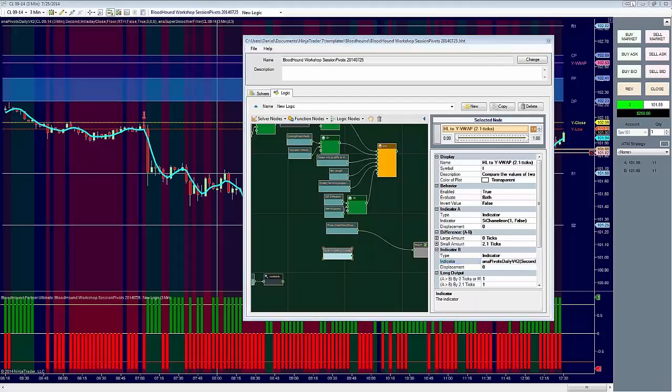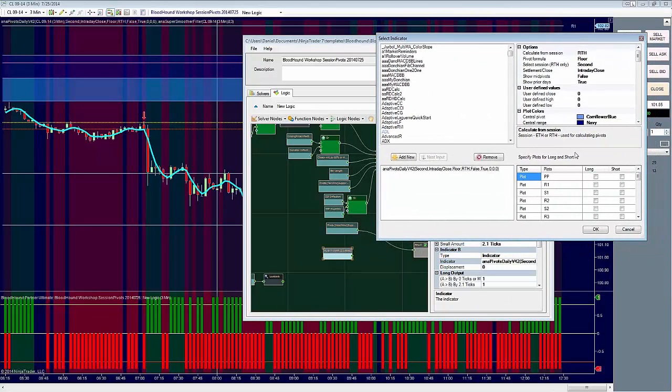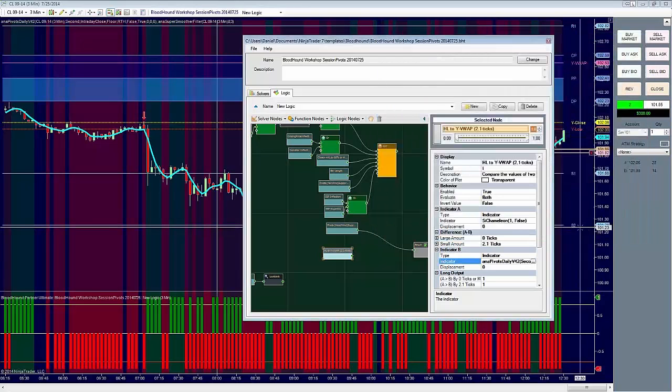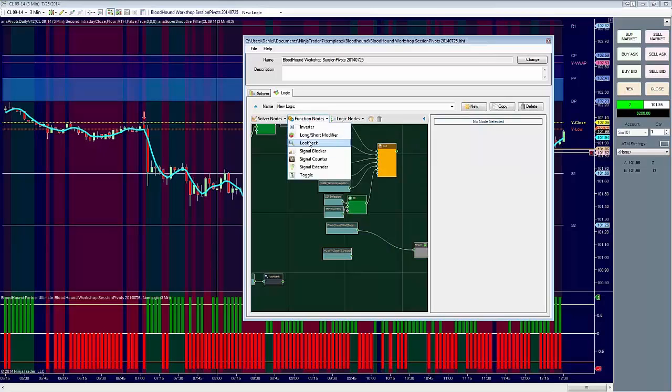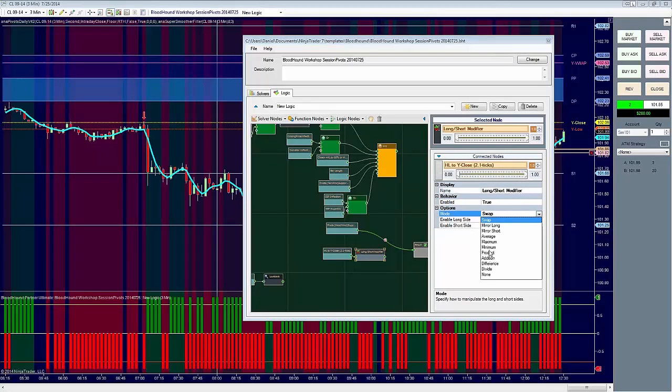So we already have the indicator put in here. So we just need to select the proper plot, which in this case is going to be yesterday's close. And I'll change this to close. And of course, we're going to use a long short modifier once again, set to product, to isolate that bar.